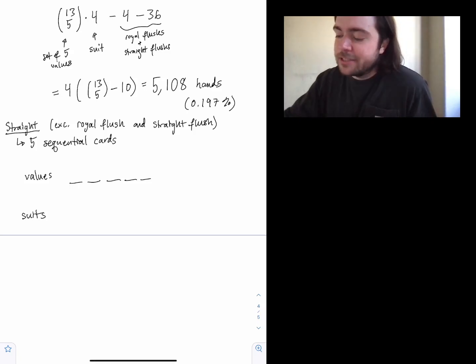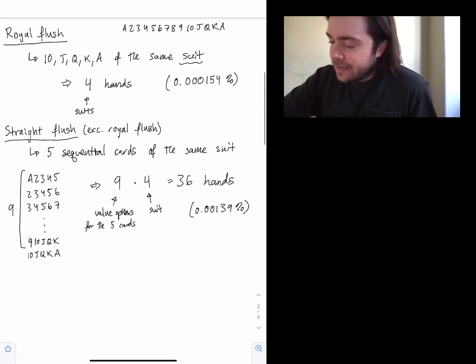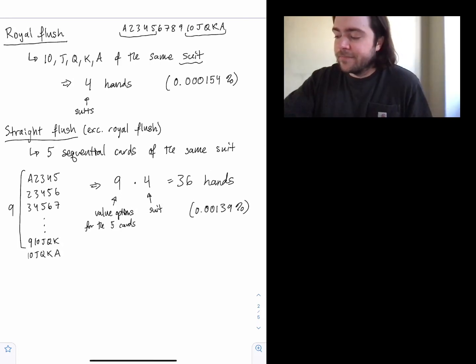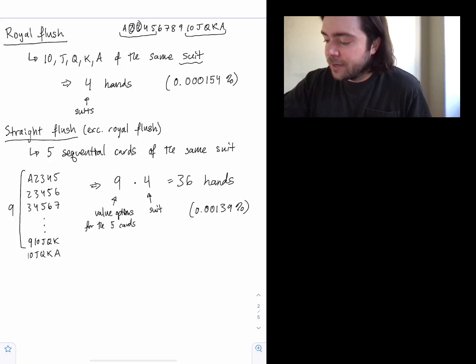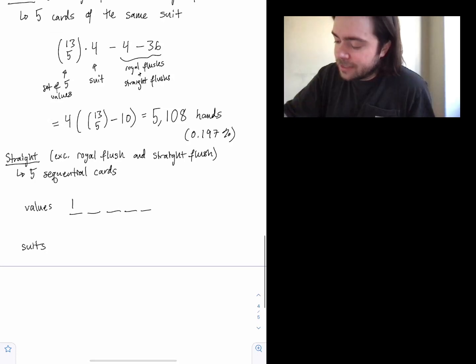Well, if I'm going to have 5 sequential cards, we can go back up here. The lowest value I could have is an ace, and the highest value I could have is a 10. If my highest value is a jack, there aren't enough cards to make 5 in a row. So that's just 1, 2, 3, all the way up to 10. That's 10 different starting cards. So for my first card here, I have 10 options.